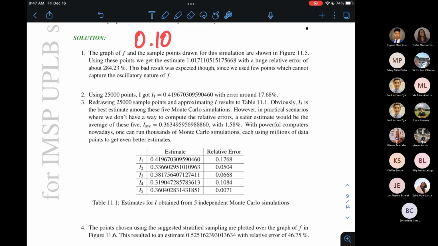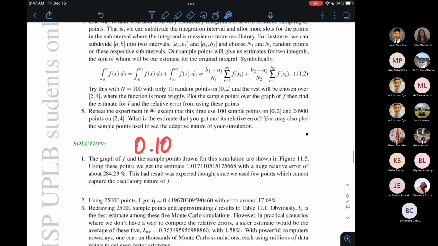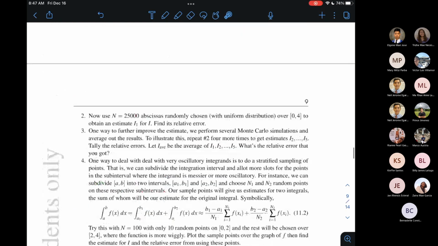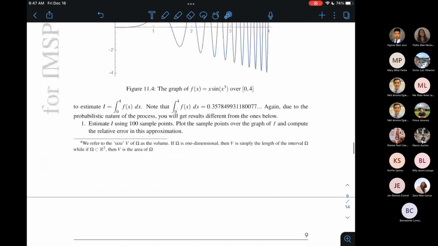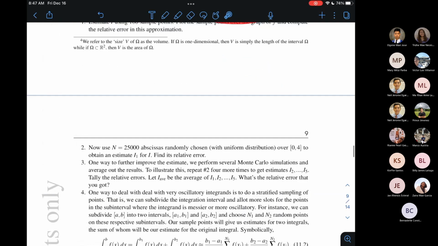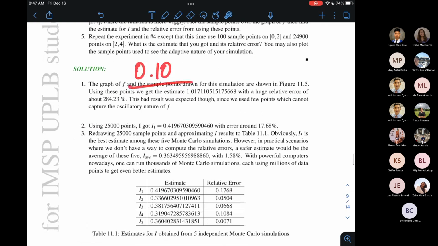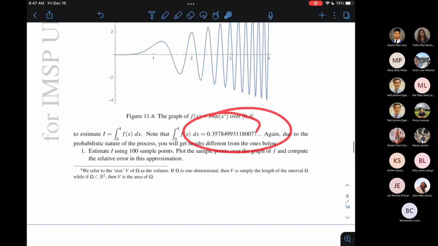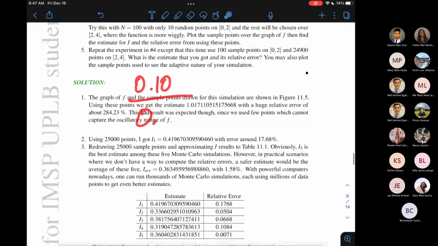Okay. Pero ano ba yung actual integral? The actual integral, I think, is what? What's the actual value of the integral? The value of the actual integral is 0.35. So that's 0.10 divided by 0.35. So that's going to be about 10 over 35. So about what? 1 over 3.5. So about 3%.